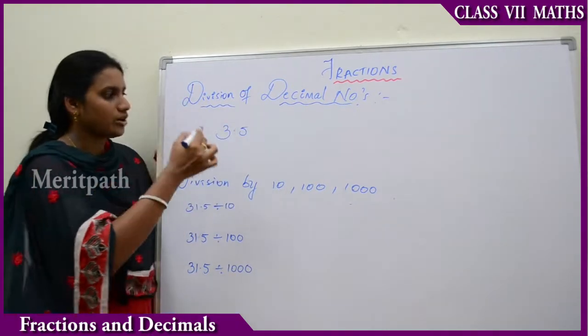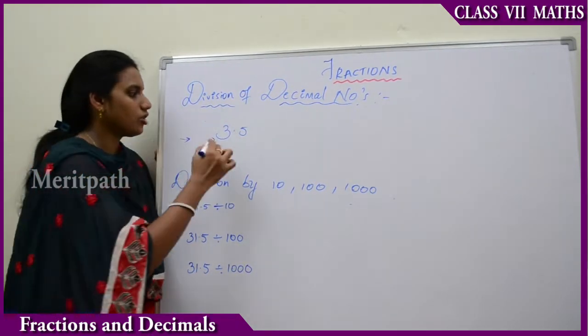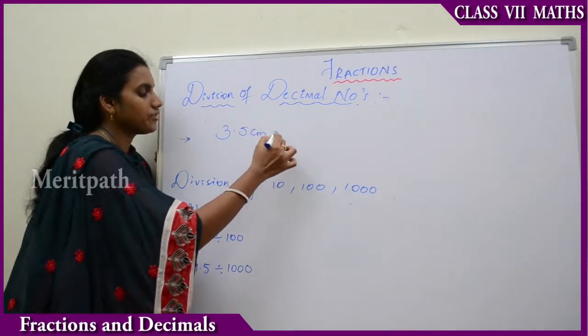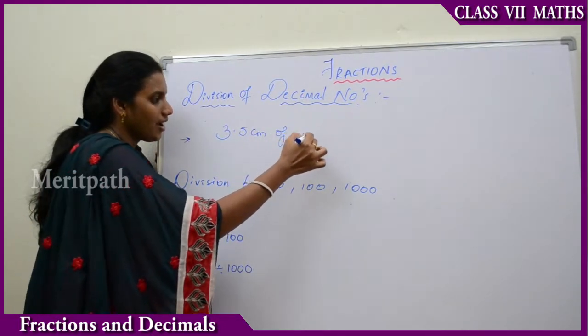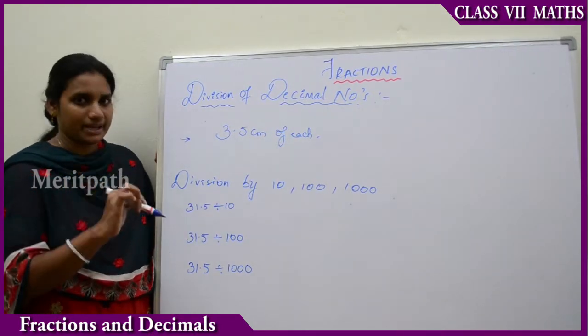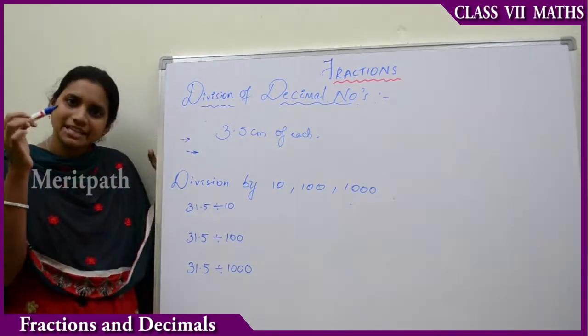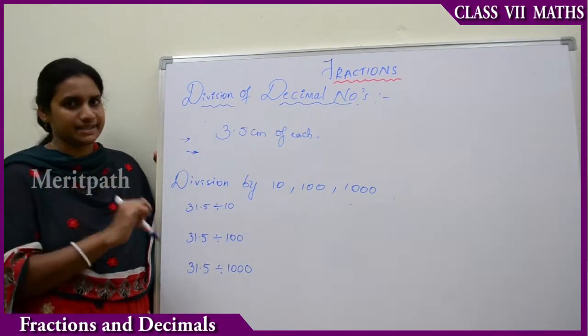Right? You are going to buy cloth of 10 colors. Assume that you are buying 3.5 centimeters of cloth of each color. It is around 10 colors you are buying. So what will you be doing? You will be taking around 3.5 centimeters in each color, right?